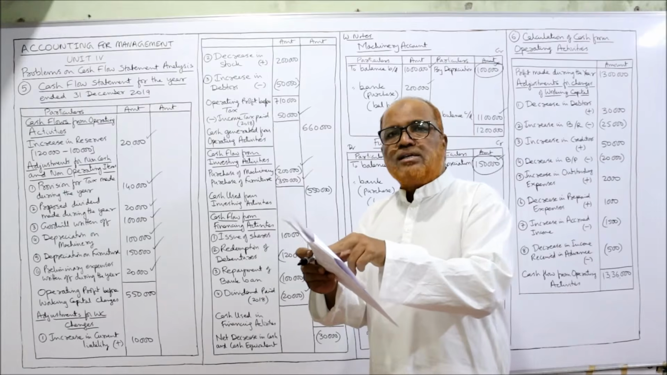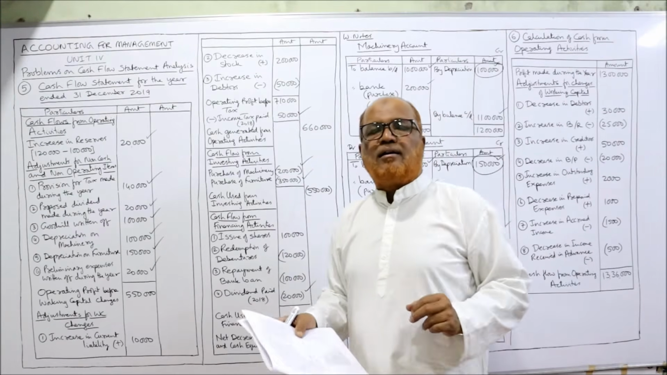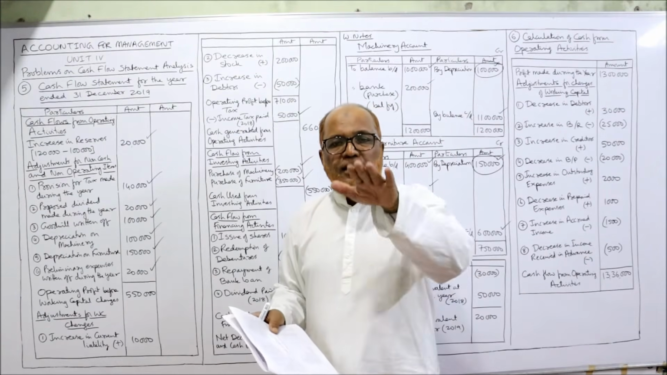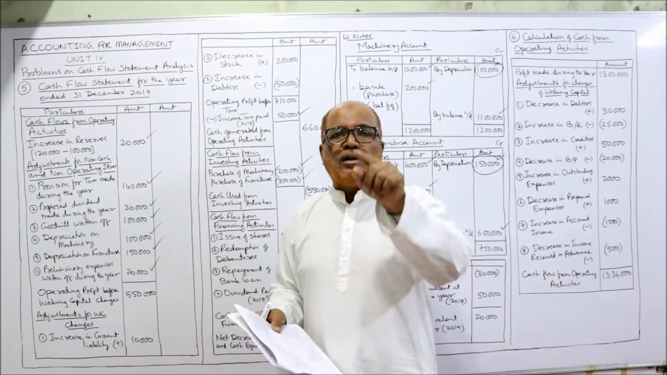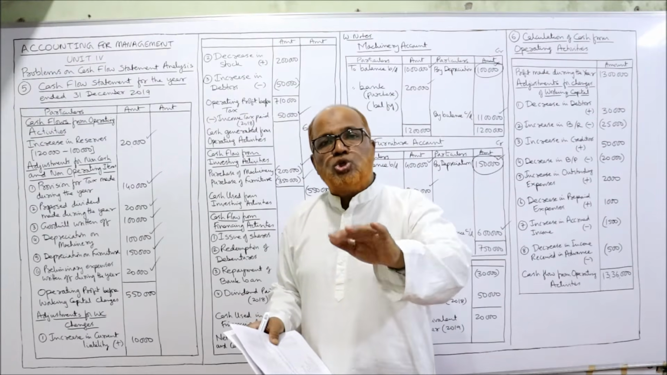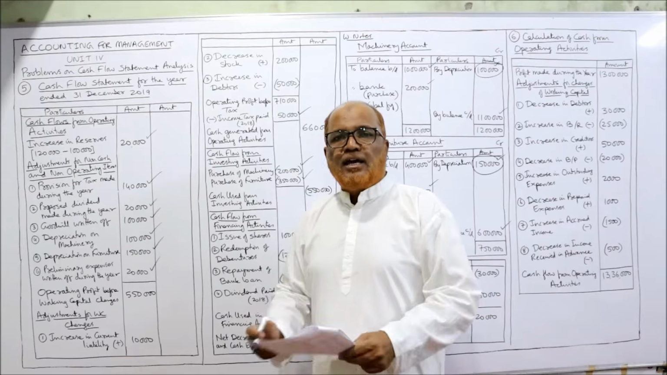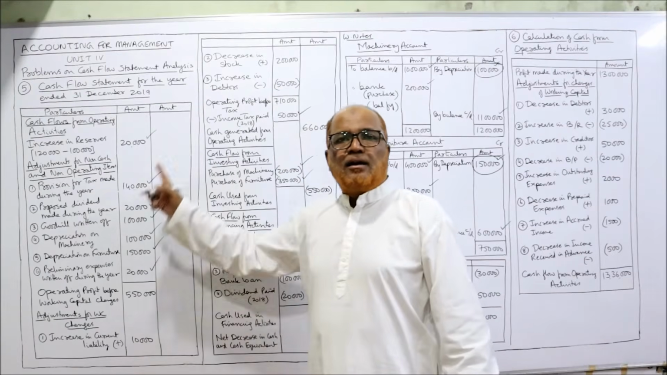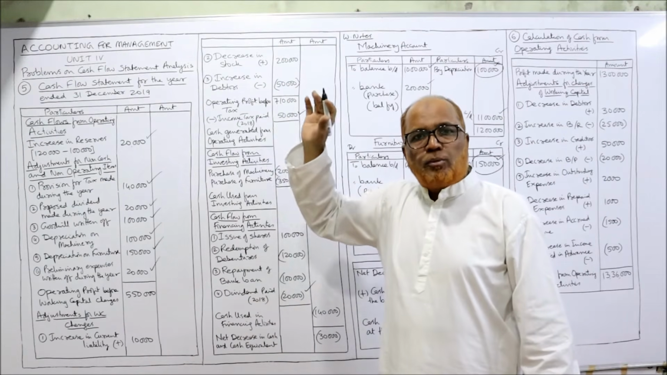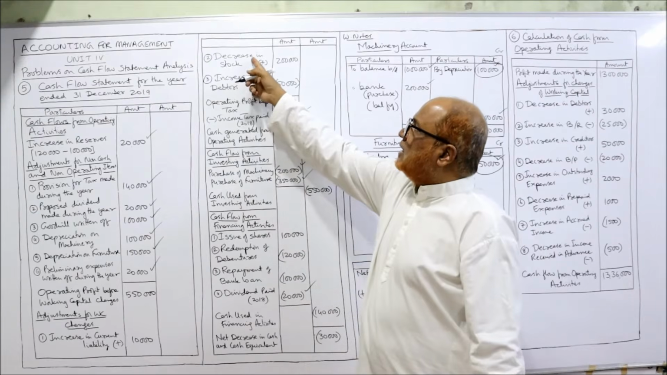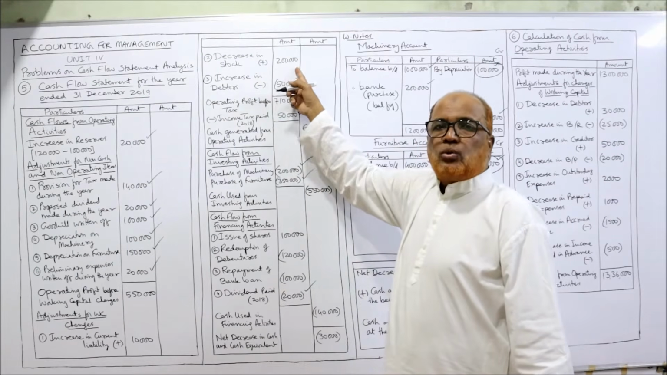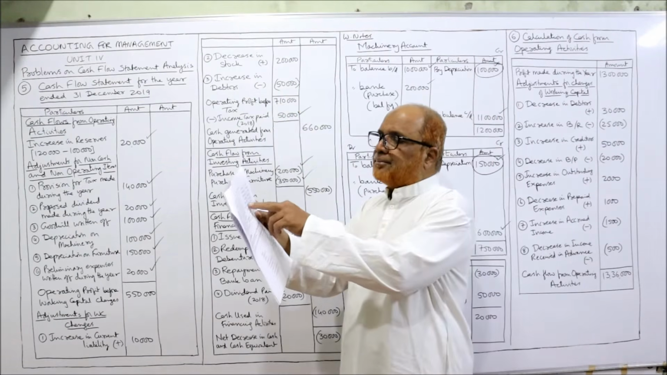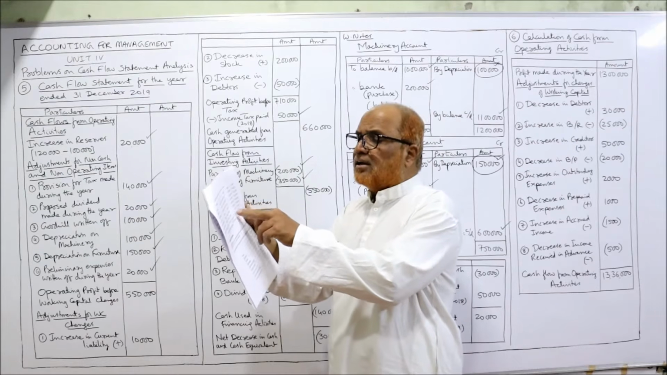Now come to current assets. Stock. Stock is a current asset. Last year 3 lakh, current year 1 lakh. Decrease in stock or decrease in current asset should be added. Increase in current liability, decrease in current asset should be added. So here decrease in stock, add 2 lakh. The difference is 2 lakh, 3 lakh minus 1 lakh.